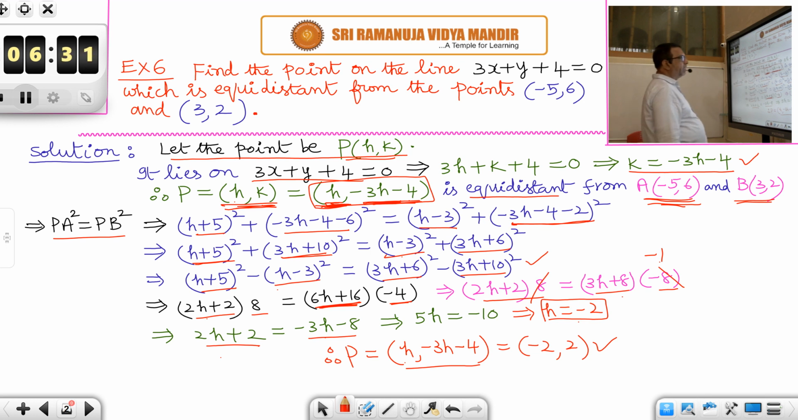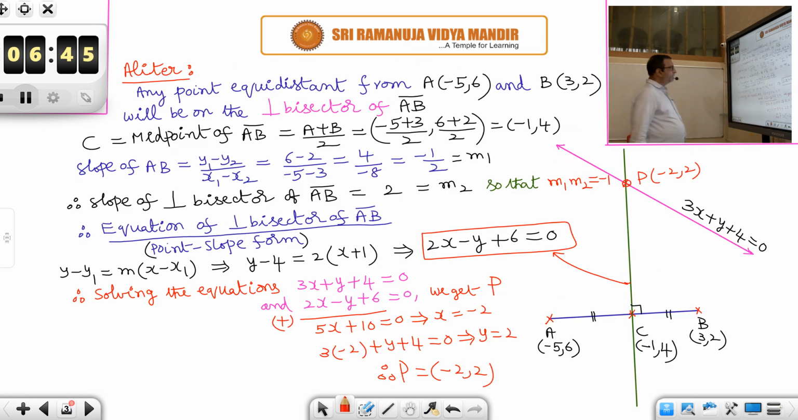Given condition is it must be equidistant from the 2 points minus 5, 6 and 3, 2, and also it must lie on the line 3x plus y plus 4 equal to 0. These are the conditions. Let us see the another method, that is aliter. Before explaining this method, let us study the diagram.